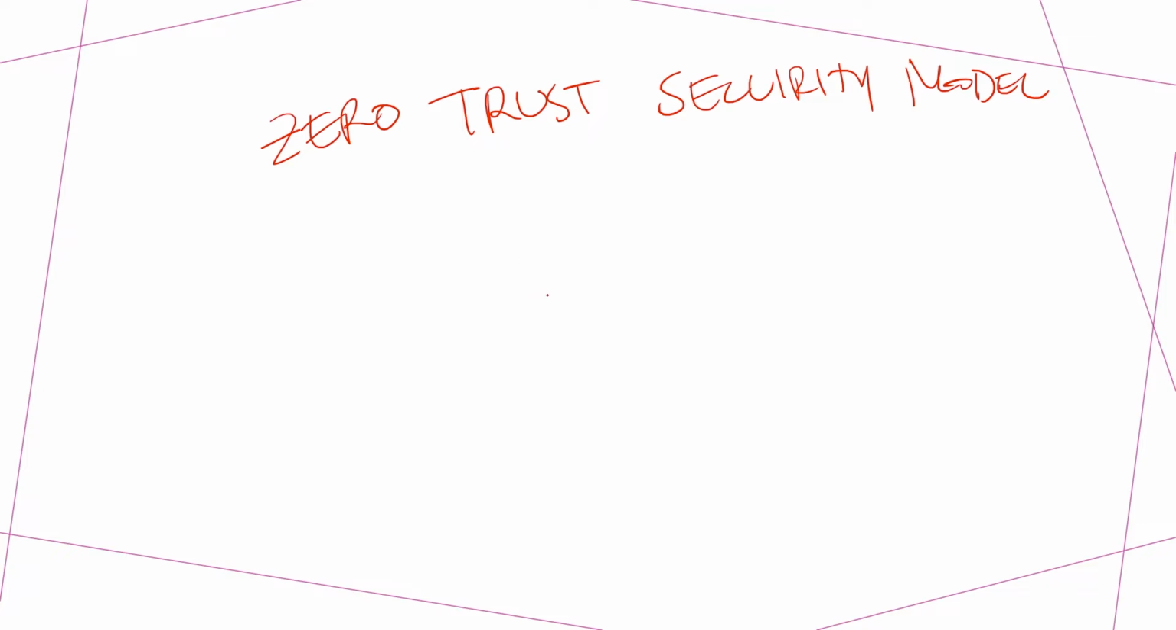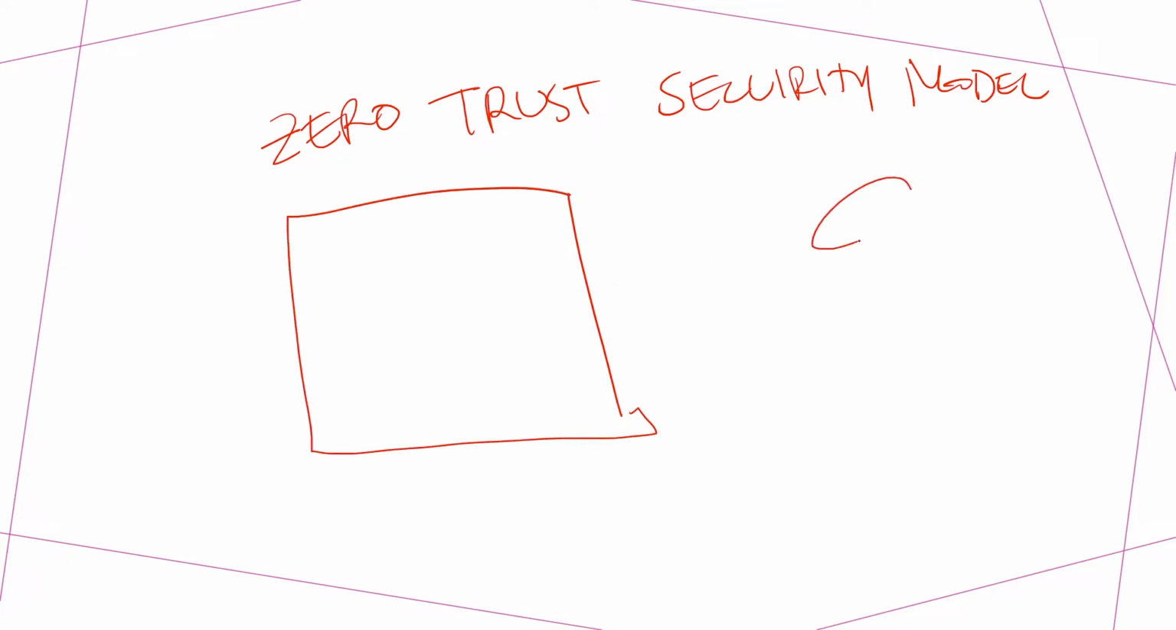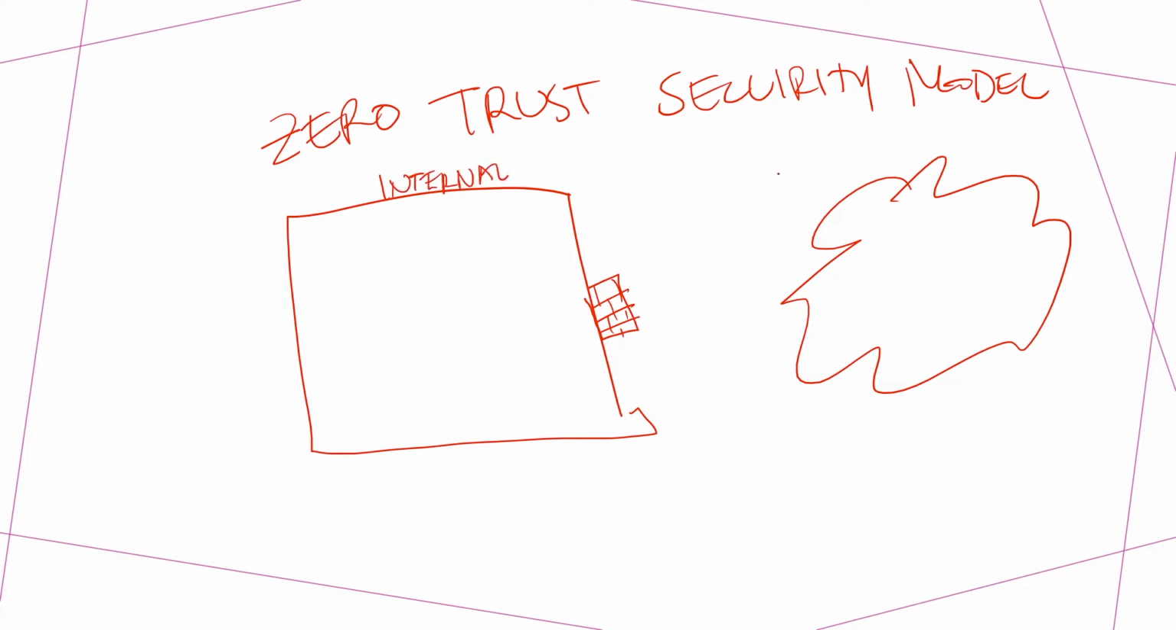Probably 10 years ago, in the on-premises age of IT infrastructure, the most common security infrastructure that we saw is that, let's say this is your internal network and this is the internet. The most common solution that security engineers had was to have a firewall that separates your internal network from the external.